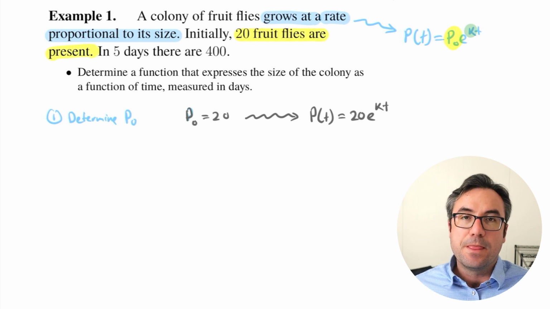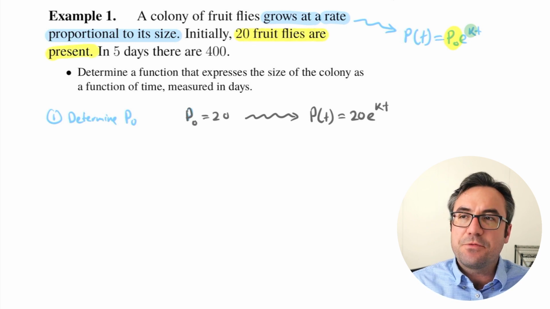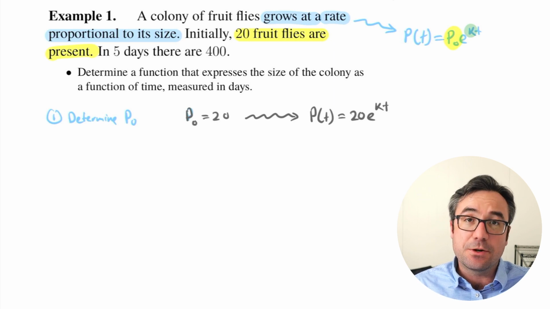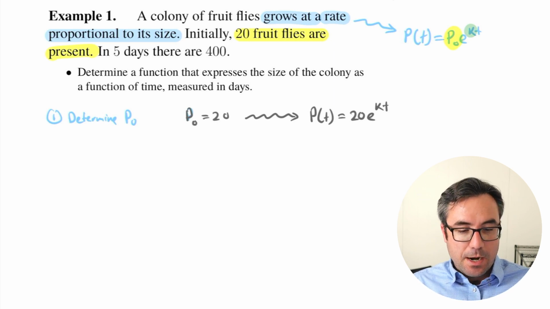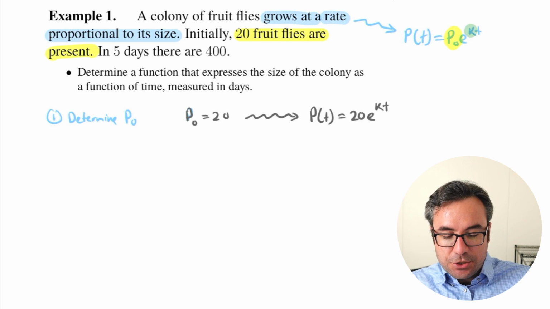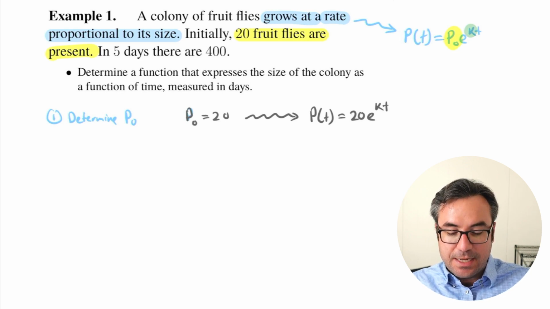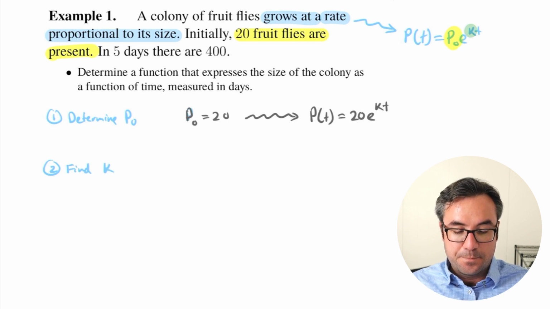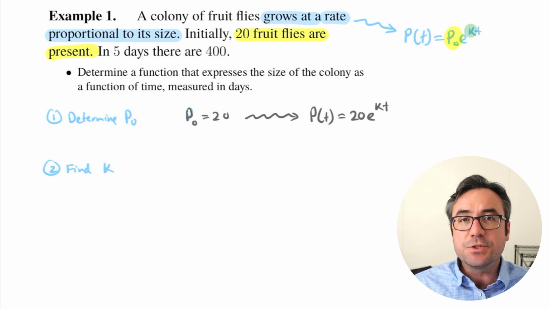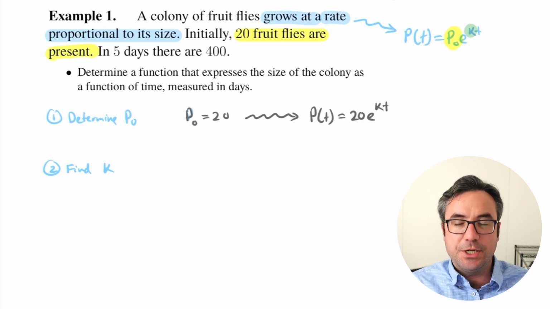All right, so initially 20 fruit flies are present. So we know P0 is 20. All right, so now once we have our initial condition, we've got to figure out the growth constant. So that's the next step. We're going to figure out K. And this is where we have to use some additional information.